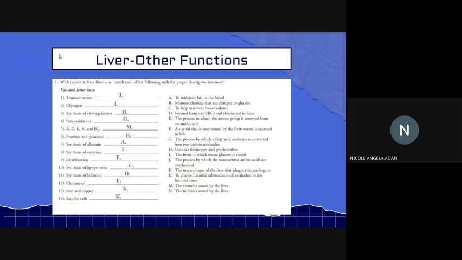Number 6, fructose and galactose, B. Synthesis of albumin, A. Synthesis of enzymes, L. Deamination, E. Number 10, synthesis of lipoproteins, we have C. Number 11, synthesis of bilirubin, D. Number 12, cholesterol, F. Number 13, iron and copper, N. Number 14, Kupffer cells, K.